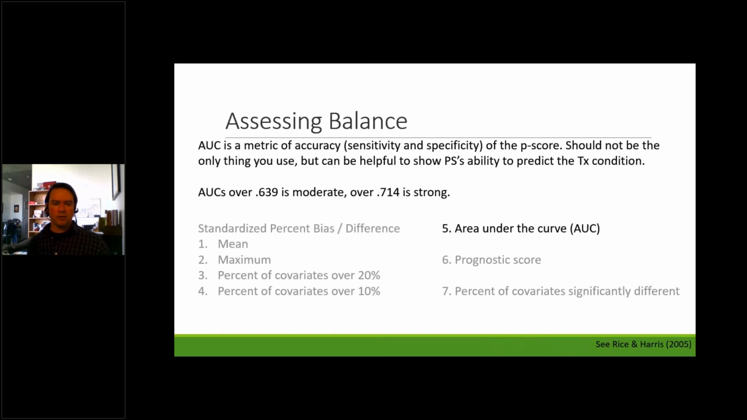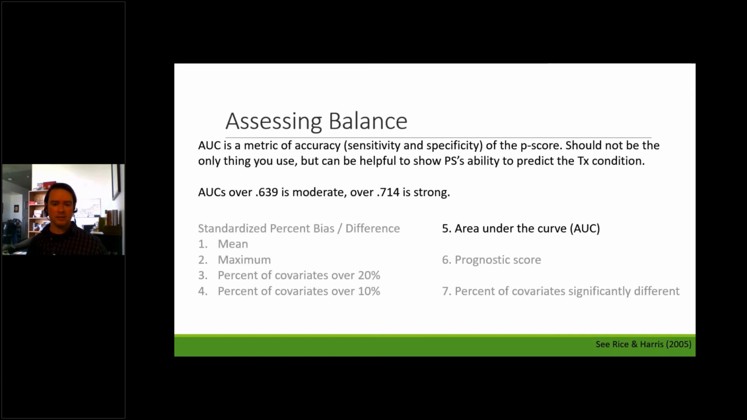The area under the curve, or AUC, is a metric of accuracy, sensitivity, and specificity of a particular score and its ability to accurately predict a dichotomous outcome. I recommend adding it to your repertoire, although it should not be the only thing that you use, but it can be a decent and helpful tool to show the ability of your propensity score to predict the treatment condition. AUCs over 0.639 are typically viewed as moderate performance or accuracy, and over 0.714 is strong, according to Rice and Harris.